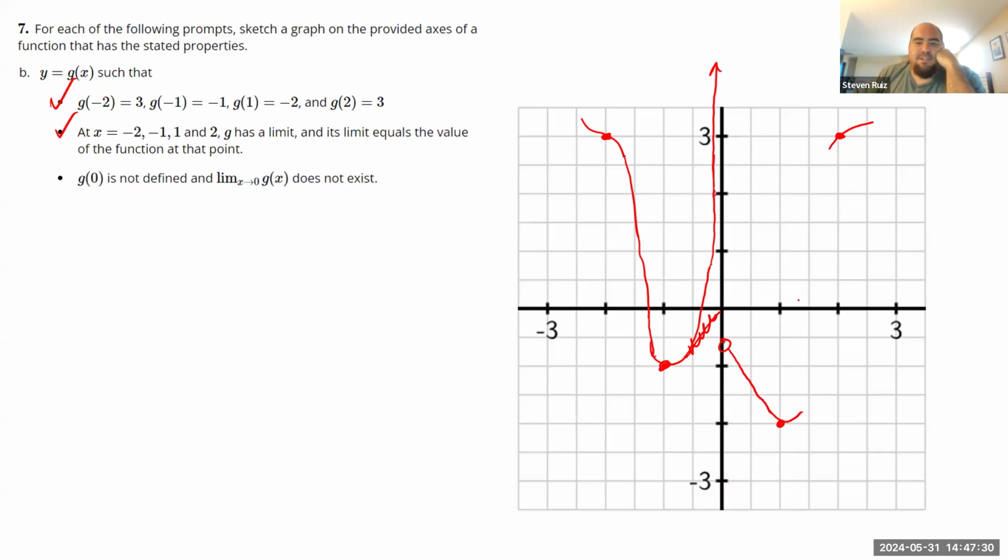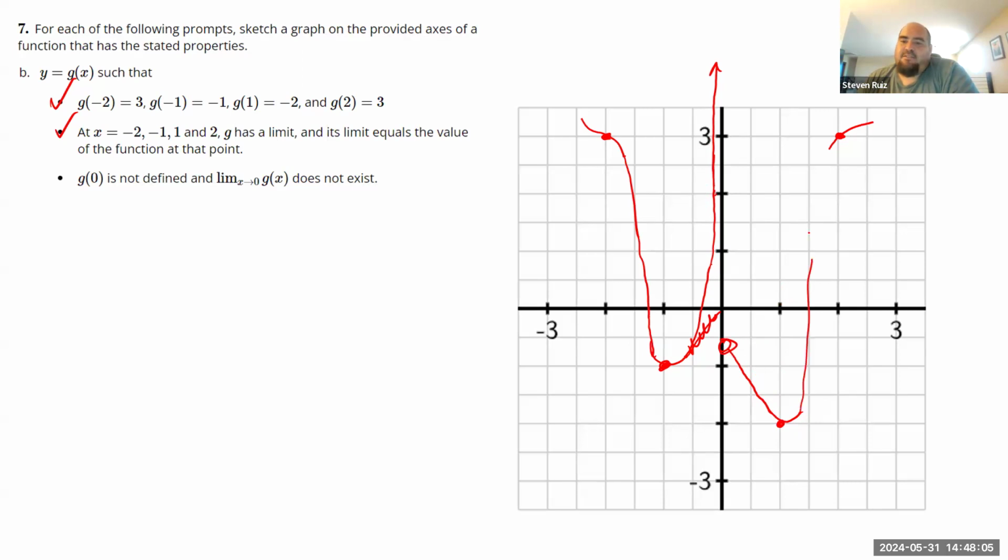So let's make sure we believe that I have respected this last requirement here. G of 0 is not defined. I have tried to make clear on my graph that when x equals 0, there is no y value that corresponds to it. And the limit does not exist. Well, what happens as I approach from the left? Looks like y goes to infinity. As I approach from the right, it looks like, again, y gets closer and closer to negative a half or negative 0.6. Those things don't agree. So that means my limit doesn't exist.